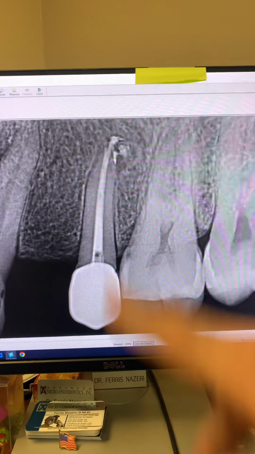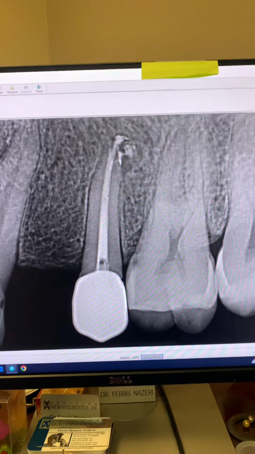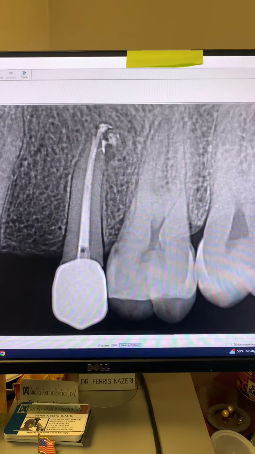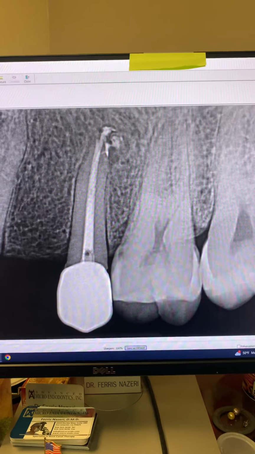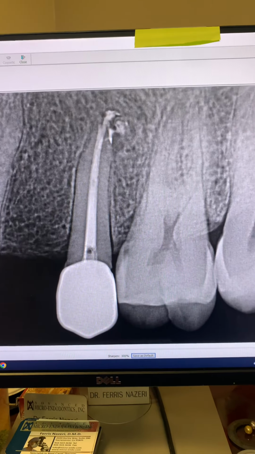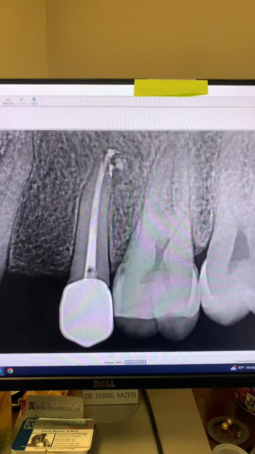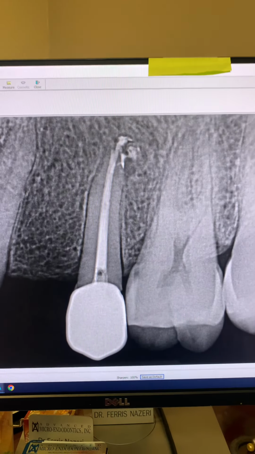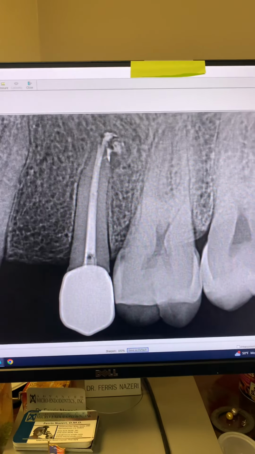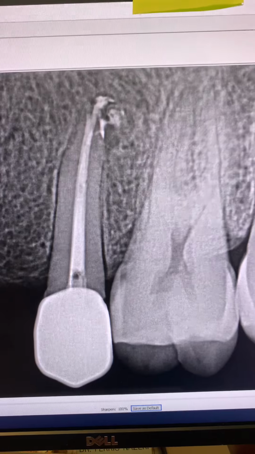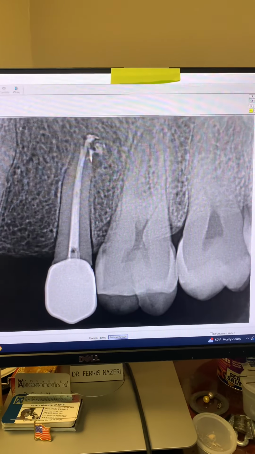In this case, I used sonic and ultrasonic activation as well, and warm vertical obturation with gutta-percha and AH Plus sealer to obturate the canal three-dimensionally, and as you can see, this is the result. So everything went great, as you can see. We went ahead and temporized the tooth and referred the patient back to his dentist for the permanent restoration.